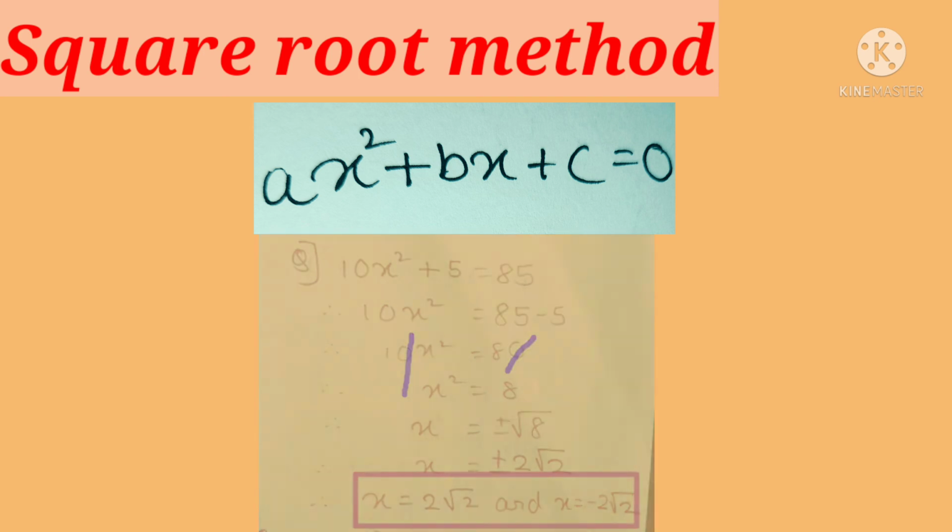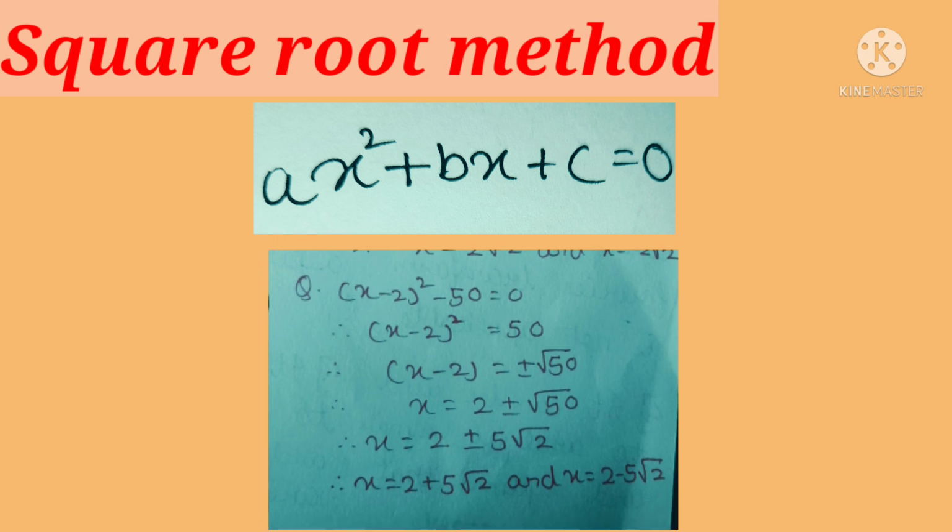Okay, now one more example I would like to do, where the question is (x minus 2) the whole squared minus 50 is equal to 0. Over here we can expand using the (a minus b) the whole squared formula. So (x minus 2) squared will be x squared minus 4x plus 4, and we could then use the quadratic formula, that is the third method we have used in this video itself. But I'll just do it by the square root method.